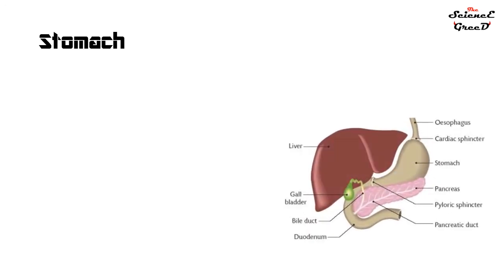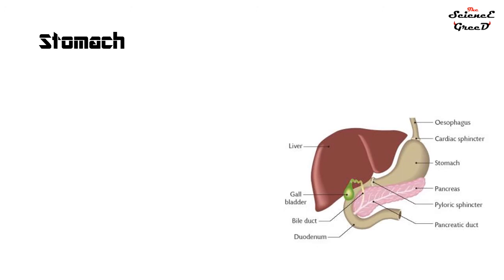Stomach. The stomach is a J-shaped organ present on the left side of the abdomen. The food is further digested in the stomach. The food is churned in the stomach for about 3 hours. During this time, the food breaks down into still smaller pieces and forms a semi-solid paste.